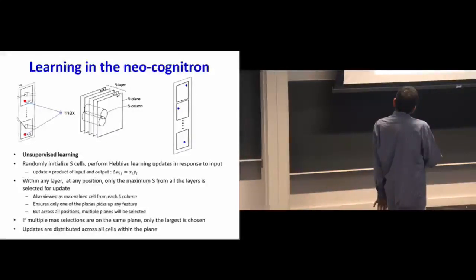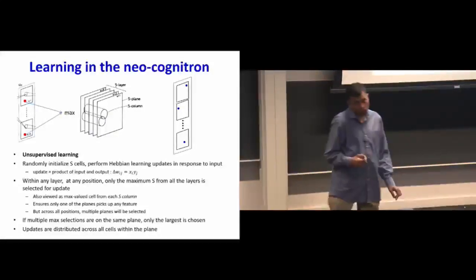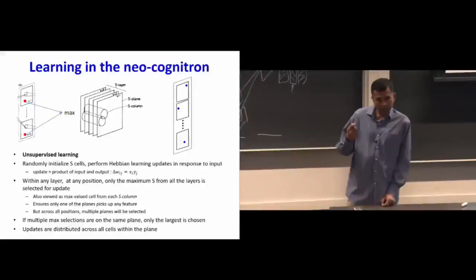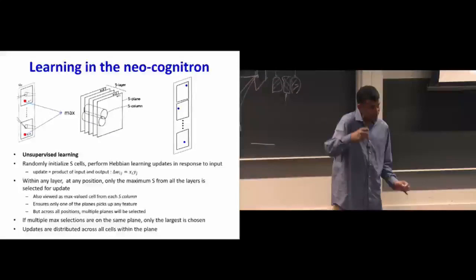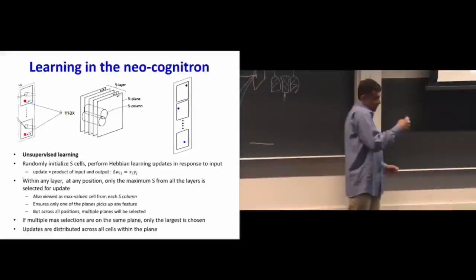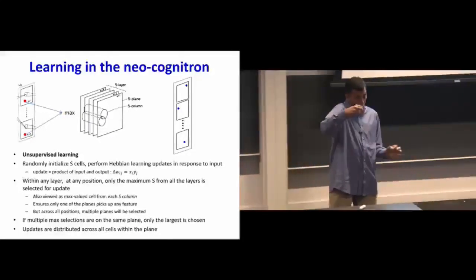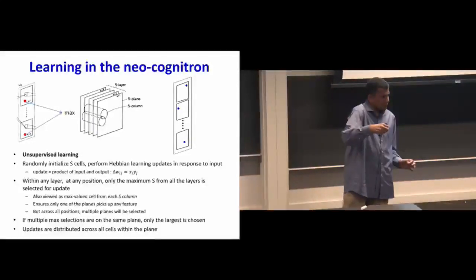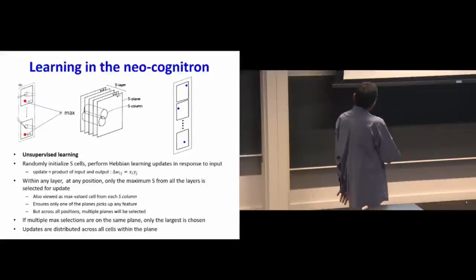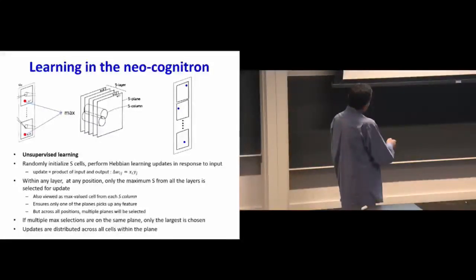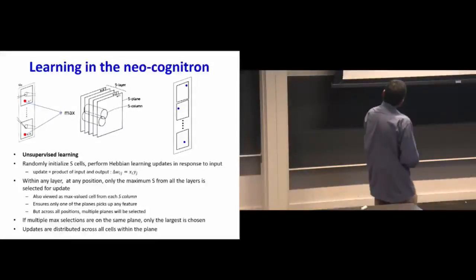And he used the Hebbian learning formula. Now, we all remember what Hebbian learning was, right? You'd start off with some weights, and then each weight gets updated by the product of the input and output of the corresponding connection. So this is exactly what he did. He would randomly initialize the C cells and S cells, and perform Hebbian learning updates.